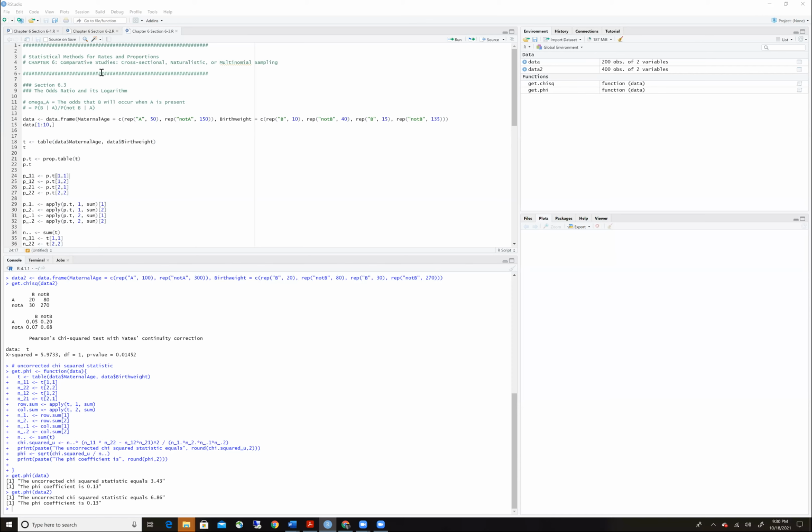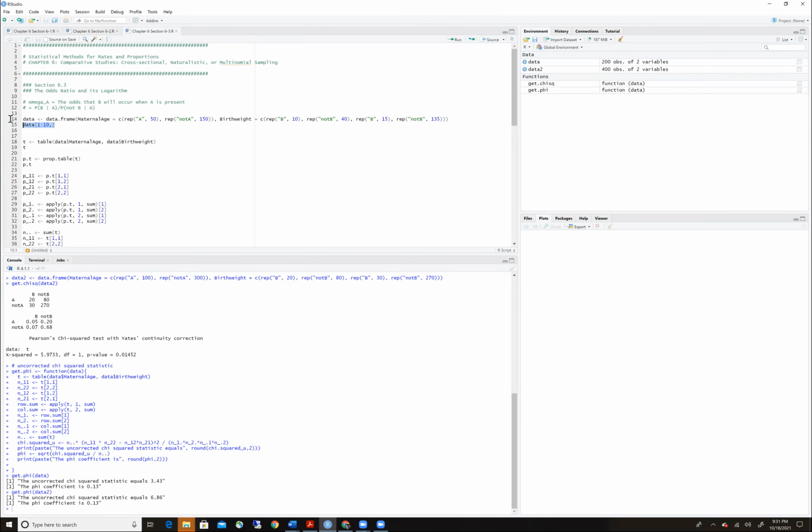So when we look at the odds of B occurring when A is present, we're really looking at the ratio of the probability of B given A divided by the probability of not B given A.